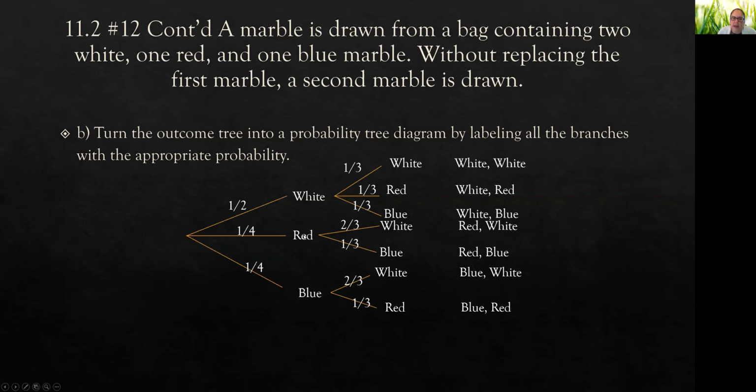If we draw out a red the first time, now there's two whites and one blue left. So the probability of drawing a white is 2 out of 3, and the probability of drawing a blue is 1 out of 3. If we draw out the blue the first time, now there's no blue left, but there's 2 white marbles out of 3 marbles, so the probability of drawing a white is 2/3, and there's 1 red marble out of the 3 marbles, so its probability is a third.